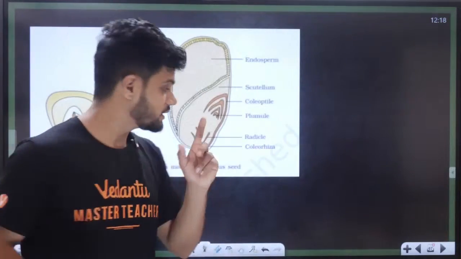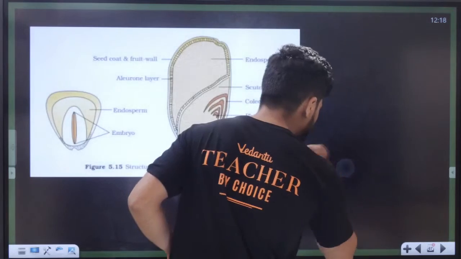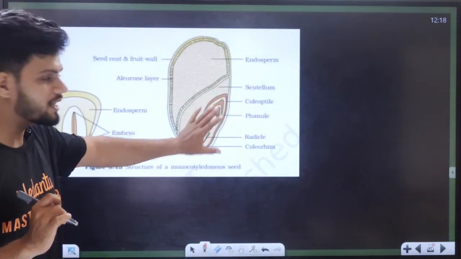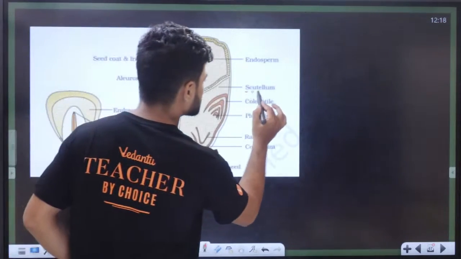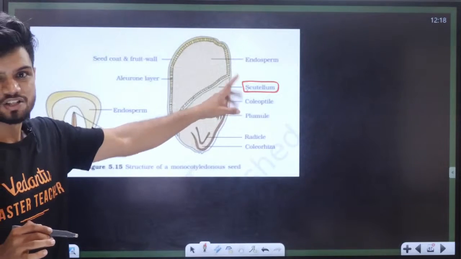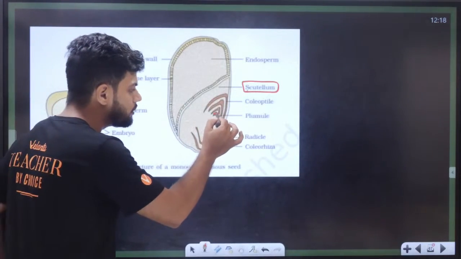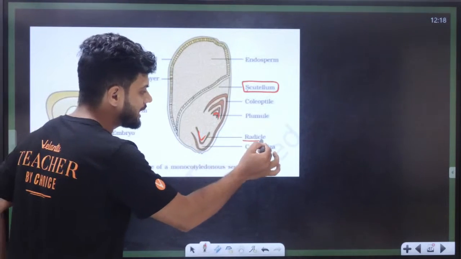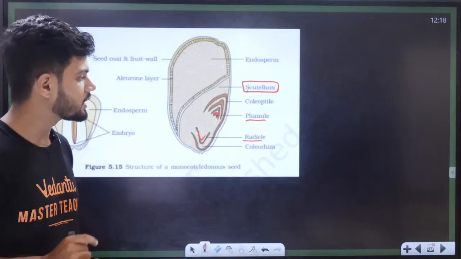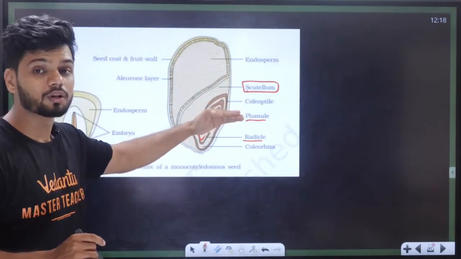Monocot seed. Now here, students, I have always told this small trick. The first thing they'll ask you is the scutellum, a single cotyledon. Scutellum is a single large cotyledon, first point. The second thing they can ask you is the covering of the plumule and the covering of the radicle. Many students get confused between coleoptile and coleorhiza. Where will coleoptile come and where will coleorhiza come?